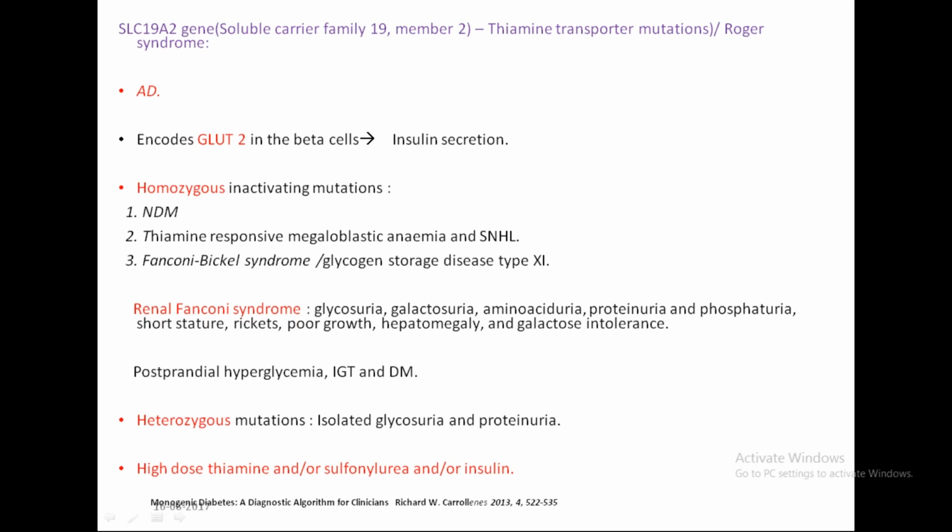Next, renal Fanconi syndrome: glycosuria, galactosuria, aminoaciduria, proteinuria, phosphaturia, short stature, rickets, poor growth, hepatomegaly, and galactose intolerance. These can all be seen in renal Fanconi syndrome. Here, the entire proximal convoluted tubule is affected, so even the SGLT2 channels are blocked. There is usually postprandial hyperglycemia, IGT, and diabetes. Heterogeneous mutations and isolated glycosuria and proteinuria can occur, and high dose thiamine, sulfonylurea, or insulin can be given as treatment.